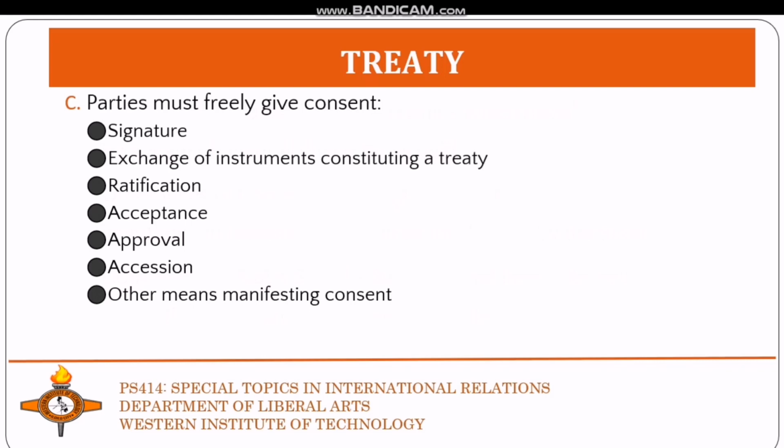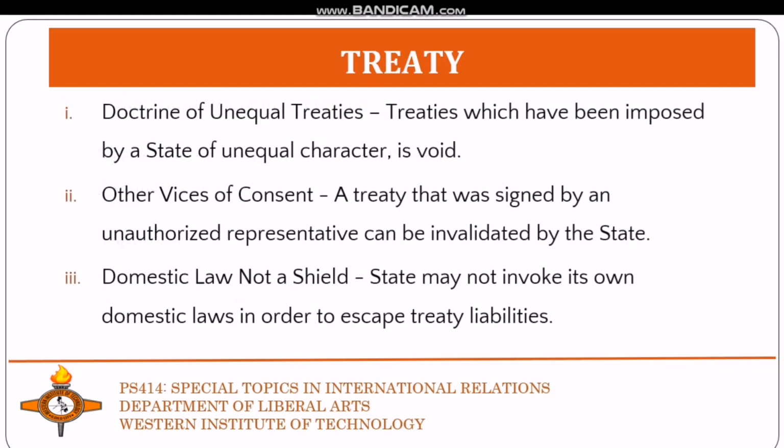So also, through corruption, a treaty can be invalidated. So the following are the grounds of invalidation of a treaty. First we have the doctrine of unequal treaties. So treaties which have been imposed by a state of unequal character are void. Then other vices of consent. So a treaty that was signed by an authorized representative can be invalidated by the state.